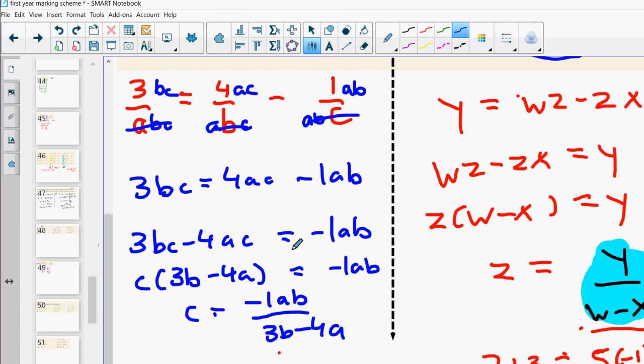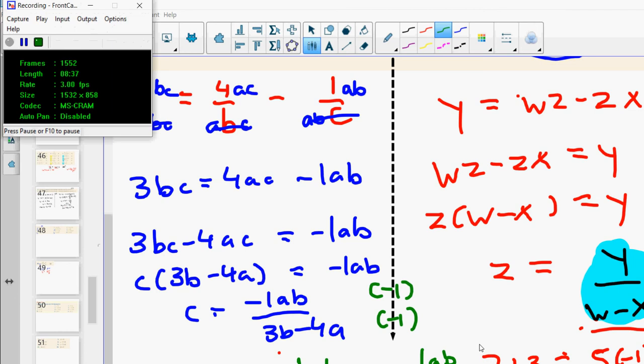Can somebody give me the other answer that could be in the back of the book? You multiply top and bottom by minus 1, and then you get 1AB over 4A minus 3B, which is probably presented in the back of the book as 1AB over 4A minus 3B. Is that alright? Alright, will somebody tell me what questions I did there?